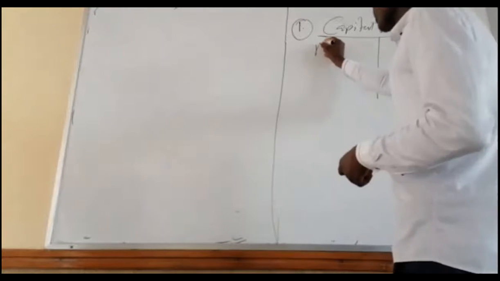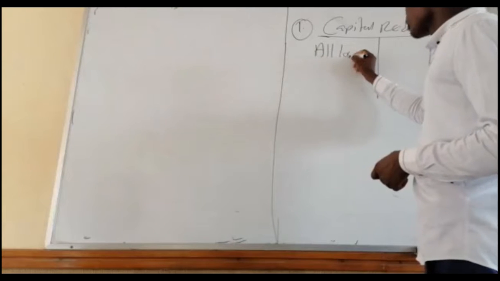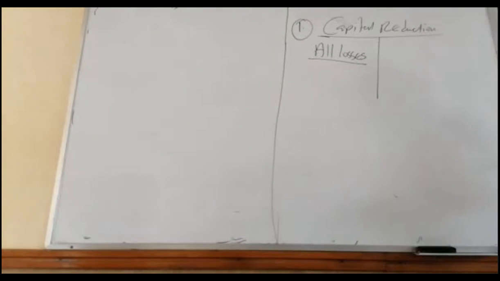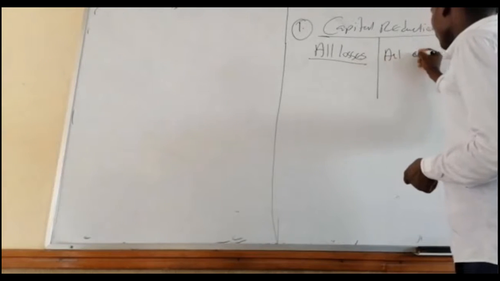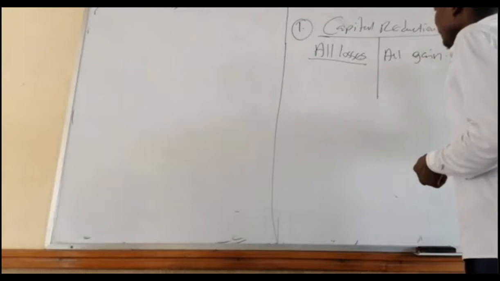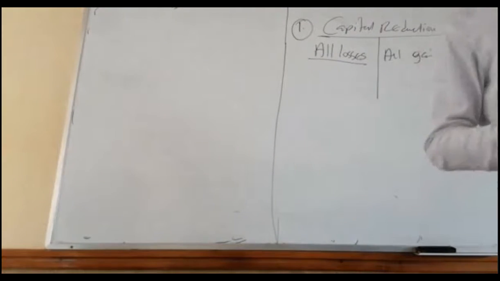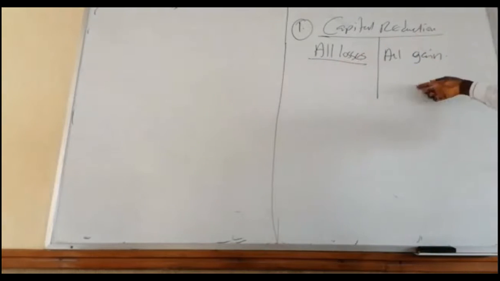Here, all losses are to the left side. So all losses are recorded here. All gains are the right side. So all gains. In capital reduction, the company might gain, the company might also make some sacrifices. What are the examples of losses and then the gains? Let's look at the gains first.